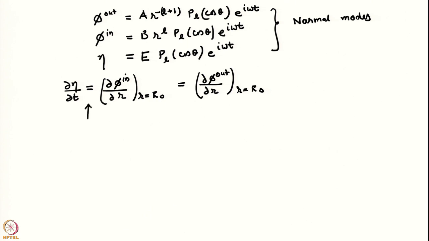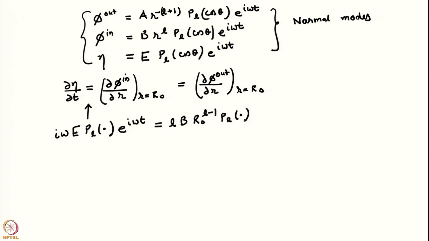If I use this equality and equate the first two and use these expressions, then you can see that I get the expression for eta. I get e I omega e p l of cos theta, I will indicate that as a dot, into e to the power I omega t is equal to del phi in by del r. So that will bring out a l, and then this will be b, and then it will be r to the power l minus 1, but small r is r naught, so I will make it r naught to the power l minus 1, and then again p l of cos theta, I represent it as a dot, e to the power I omega t. These two are not 0 in general, and so I can equate this and I can get one equation, which is this.